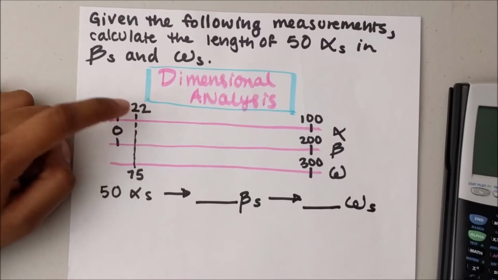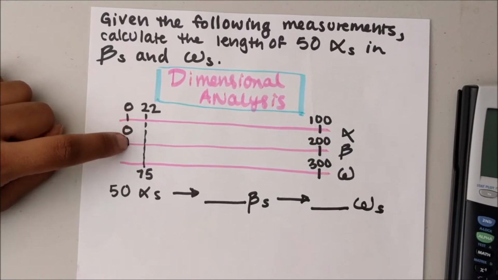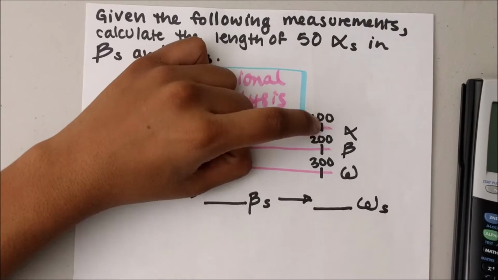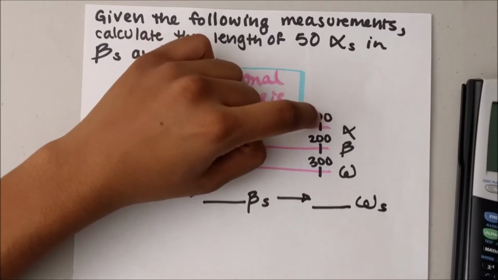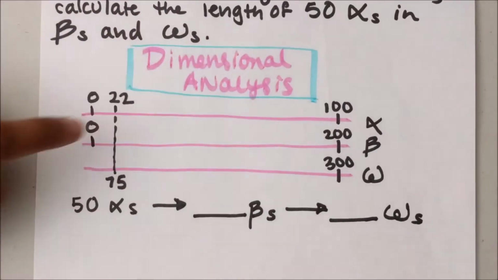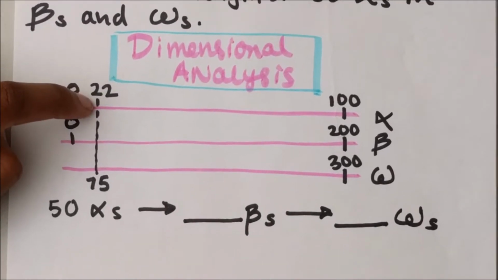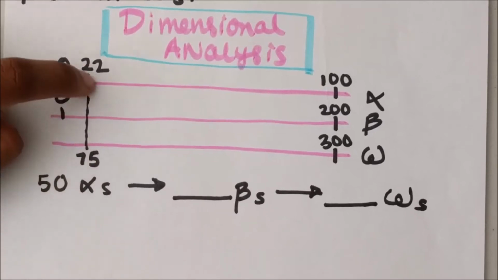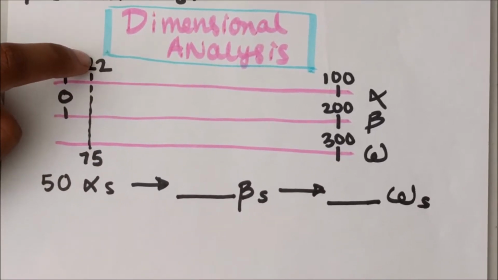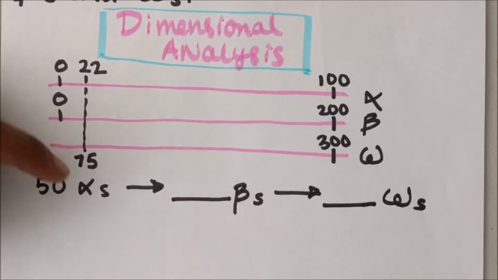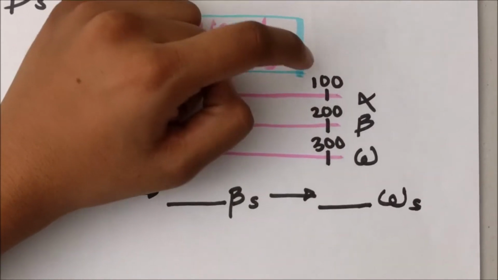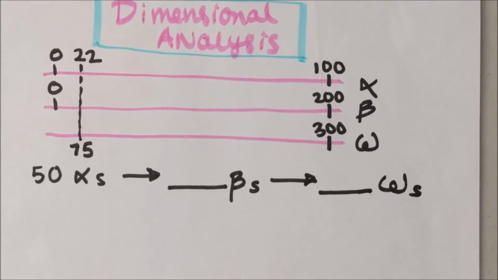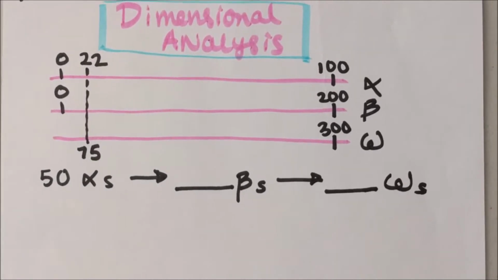Looking at the graphs over here, we can see that these two, alpha and beta, both start at 0 and both end at the same mark, although they have different values at the same mark. Looking at the comparison between alpha and omega, we see they have a similar mark over here where alpha is 22 and omega is 75, and a similar mark over here where alpha is 100 and omega is 300. So, moving on to the problem.